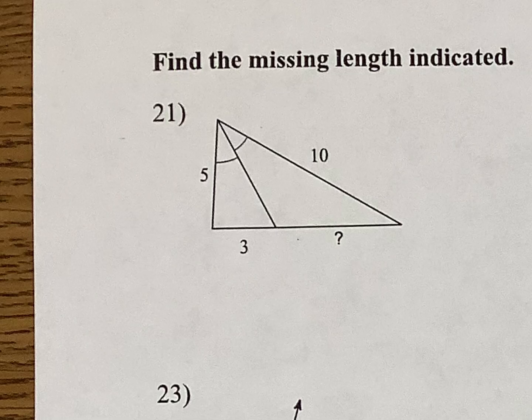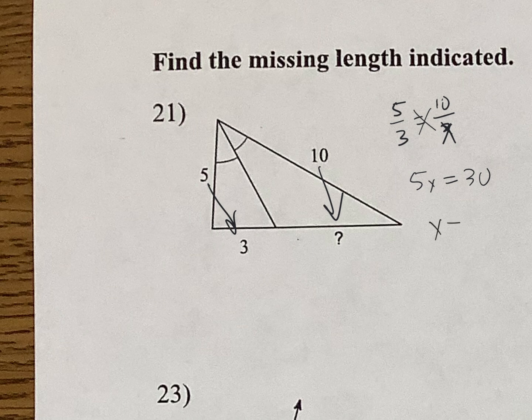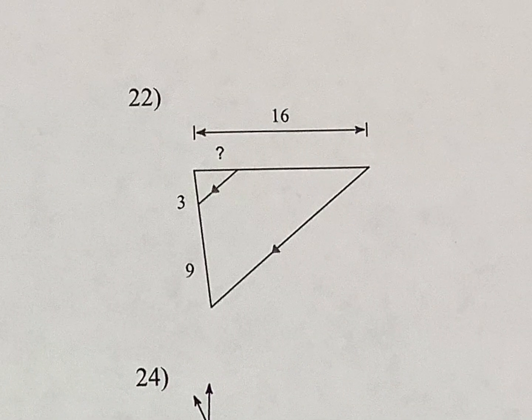Okay, so this is a triangle angle bisector theorem. So 5 is to 3 as 10 is to x. So this is kind of like what we've been doing. So cross multiply. 5x equals 30. X is 6. Divide by 5, you get 6. Okay. Going to 22.